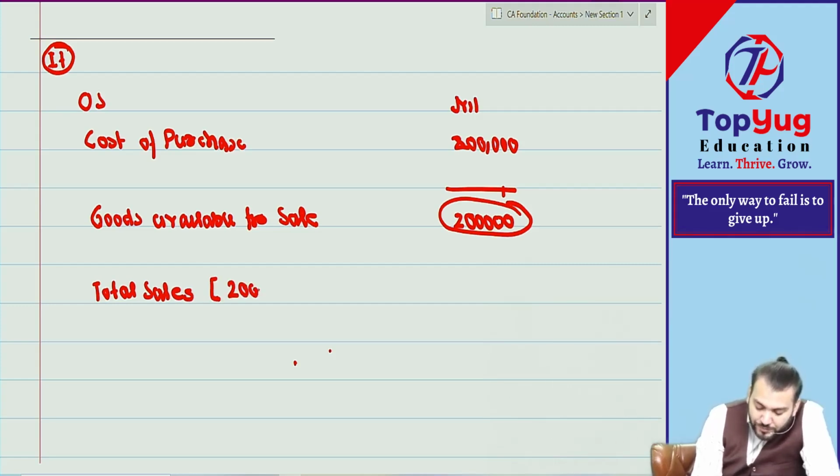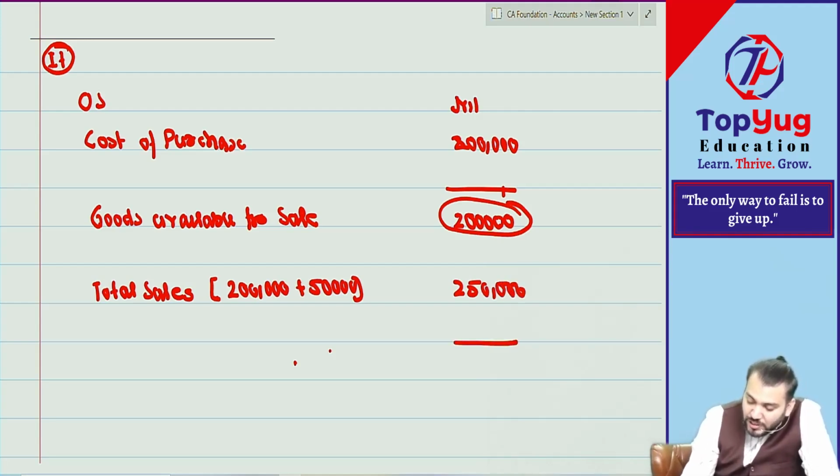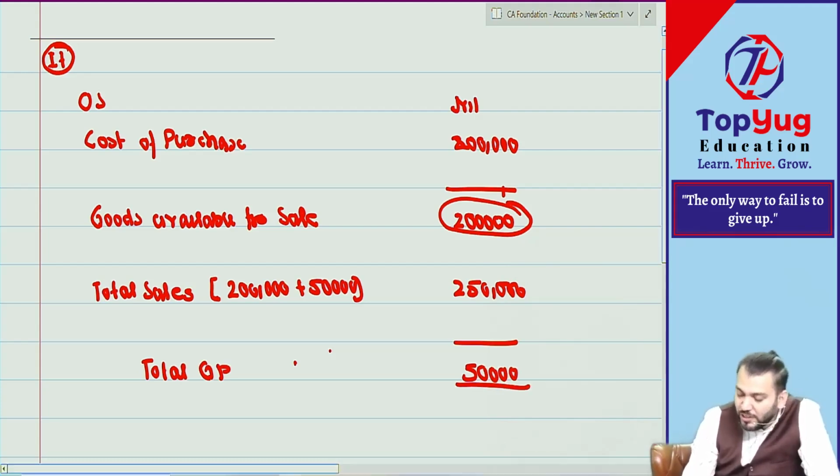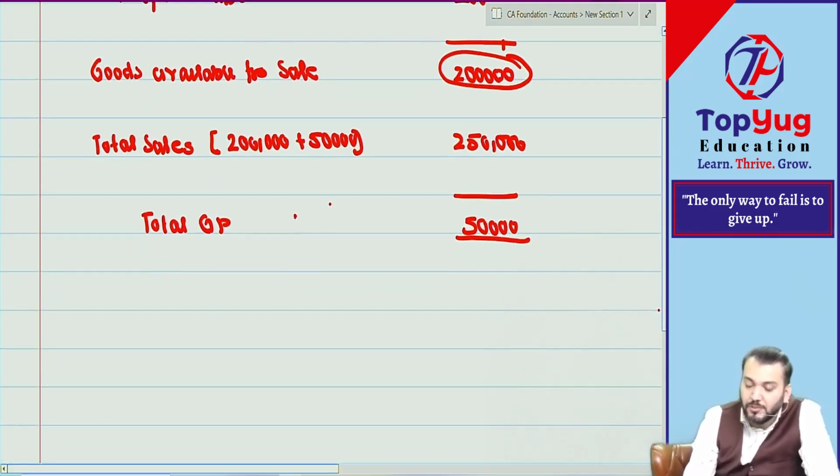Means total sales will be 2 lakh plus 50,000. If the entire goods is sold, these goods can be sold at 2 lakh 50,000. So if the entire goods has been sold, what is the total profit? Total GP will be 50,000. So now can we calculate GP margin?